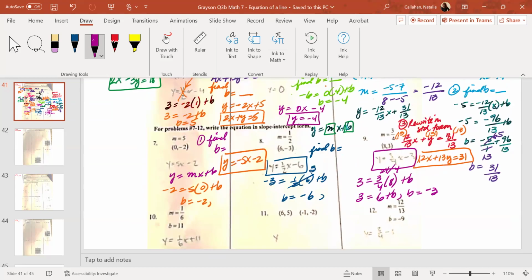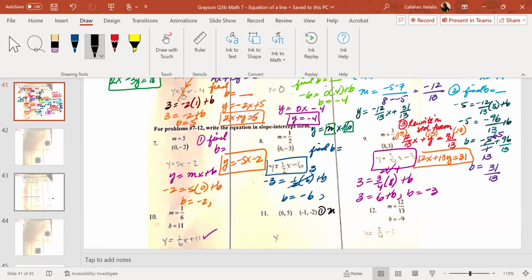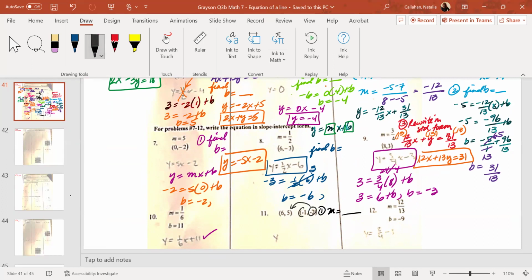Oh, those ones should be easy. Good. That's good. Okay, number 11. What do you need to find first? I need to find the slope. Slope, right? Yeah. Remember how I showed you? Yeah. So do the same thing. -2 minus 5. What's in the bottom? -1. Good. And what's your slope? 1. Good.